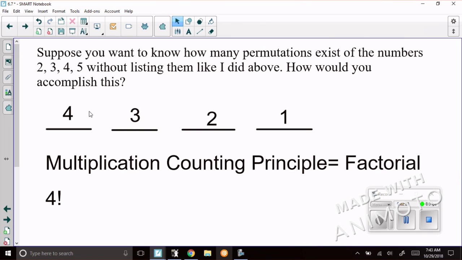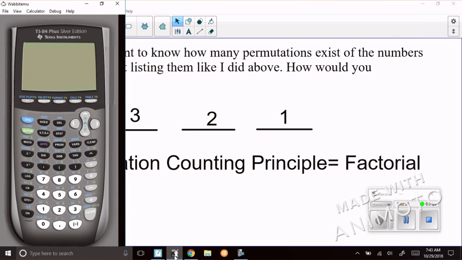So it's 4 factorial, 4 exclamation point, how you find that. And we can actually, in our calculators, type in 4 times 3 times 2 times 1 and hit enter. And that's 24. Or we could just hit 4, hit the math button, see the PRB, that stands for probability, and option 4 is factorial. So we can just hit 4 factorial, hit enter, and you get 24 that way.